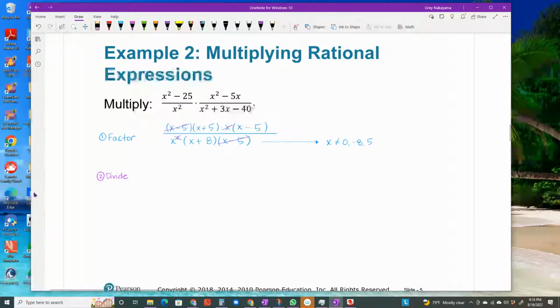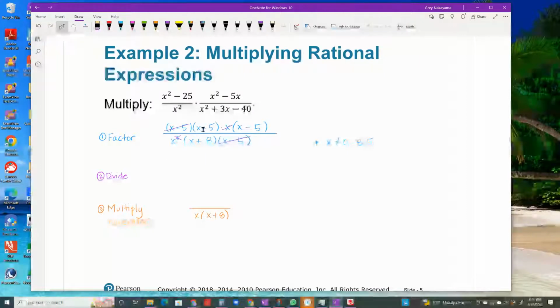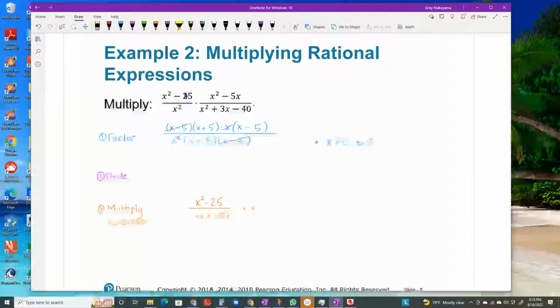So now I'm going to go and multiply my numerator. My denominator, what's left in the bottom, is an x and an x plus 8. And on top, I have x plus 5 times x minus 5. So hopefully you can see if I had crossed these two out, then I'd be left with that, which is multiplied for you right there. So that's x squared minus 25. And I have to carry down what x cannot be, and that is 0, negative 8, and 5. And that's what we got.